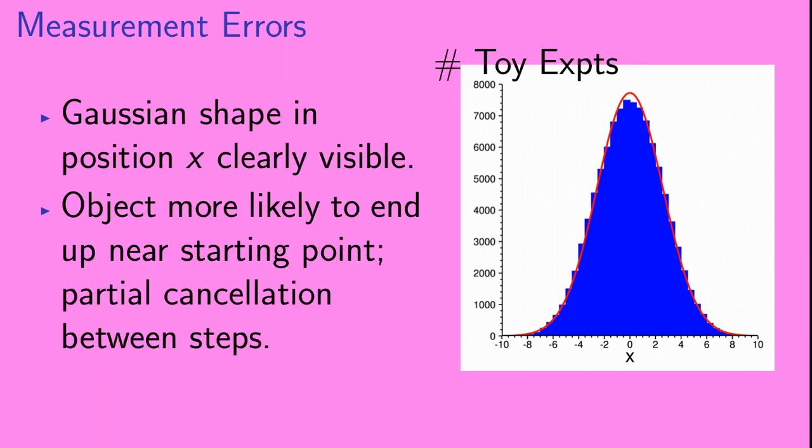So the Gaussian shape in the position is clearly visible. The object is more likely to end up near the starting point, and this is due to a partial cancellation between the different steps, or, as we're going to be interested in, the partial cancellation between different sources of error.